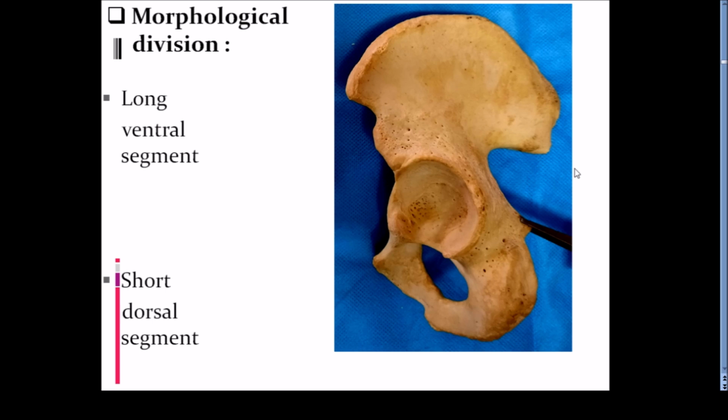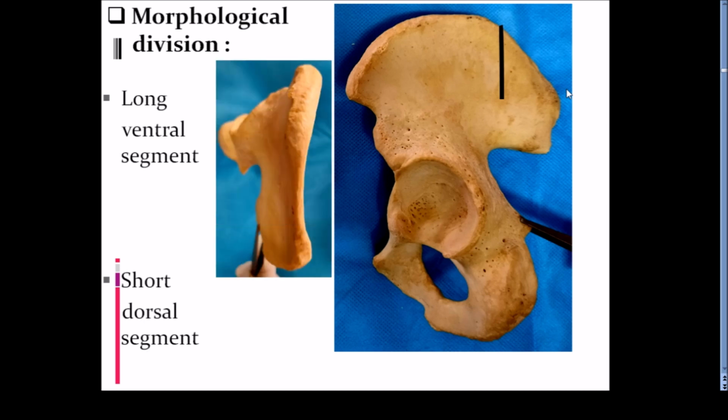Now morphological division of this iliac crest. We can divide the whole iliac crest into two segments, a long ventral segment and a short dorsal segment. This is the anterior superior iliac spine, this is the ventral segment, and this is the posterior side of the iliac crest, the short dorsal segment.